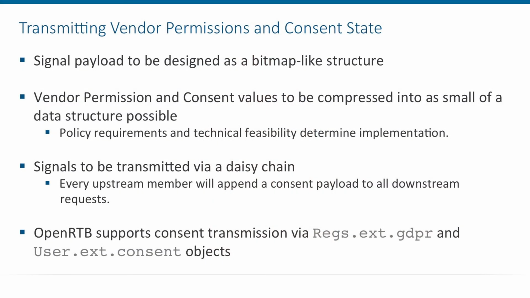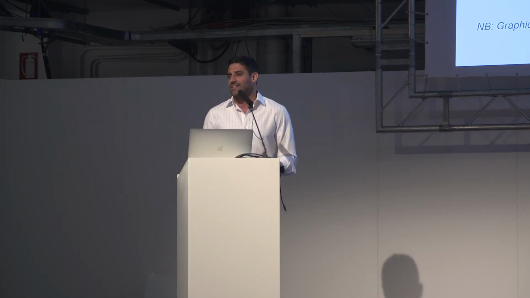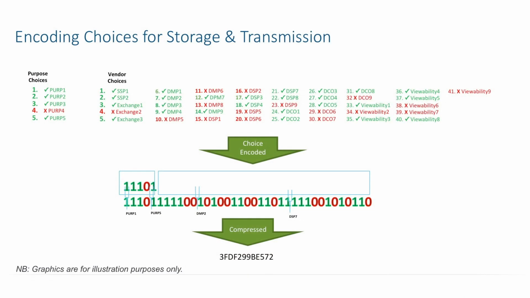And so as of, I believe, February 9 of this year, the OpenRTB commit group did approve a specification for consent transmission via the regs extension GDPR and user extension consent objects. So really exciting stuff. To give you, I think, an illustrative example of what this actually looks like, when I talk about bitmap, it's literally just a list of ones and zeros. So does someone have it or does someone not have it? It's pretty easy. It's like a binary toggle.